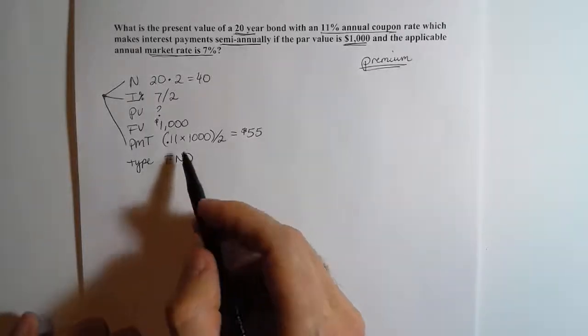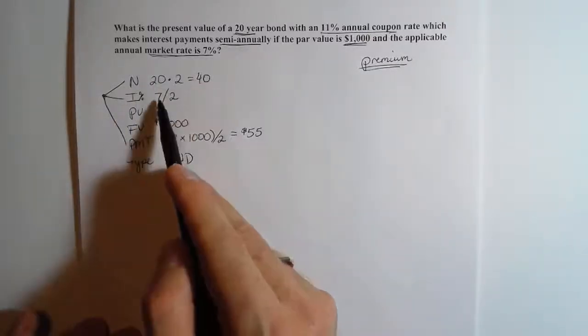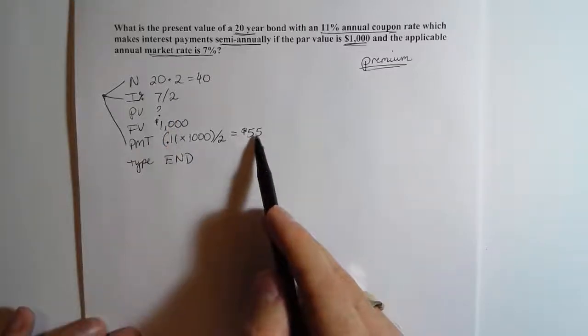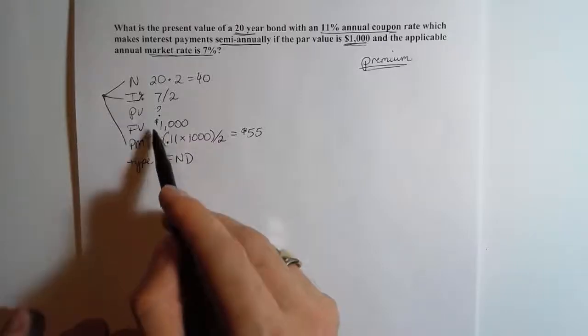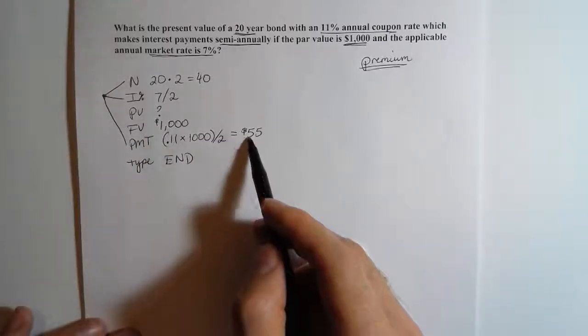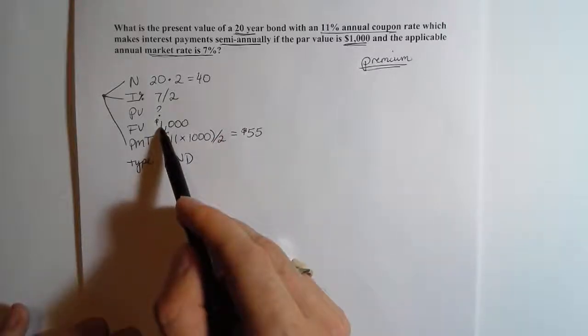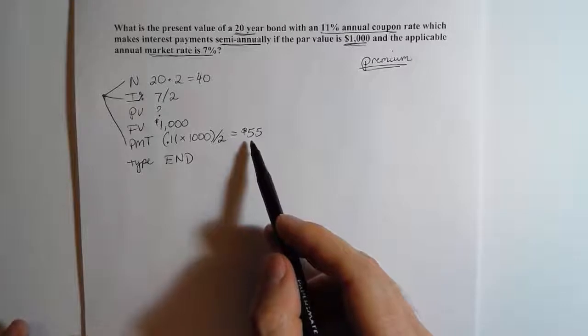So at this point, we have all of our inputs. N is the number of semi-annual periods. I is the market rate per semi-annual period. This is the payment per semi-annual period. The future value is put in here as 1,000. And notice that I'm using a positive value for future value and a positive value for the payment, because if I bought the bond, this would be a cash inflow to me, and this would be a cash inflow to me. So both are going to have the same sign, which is positive.